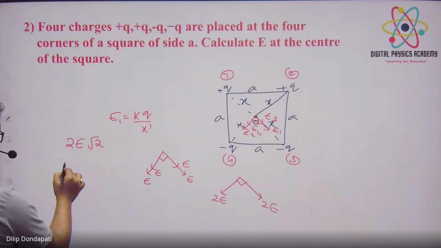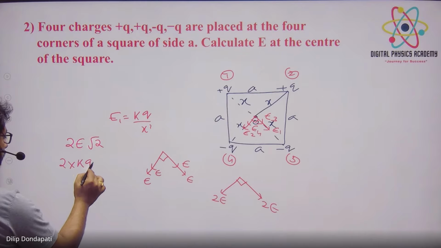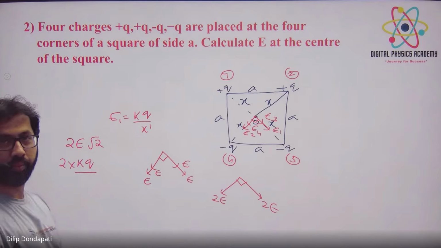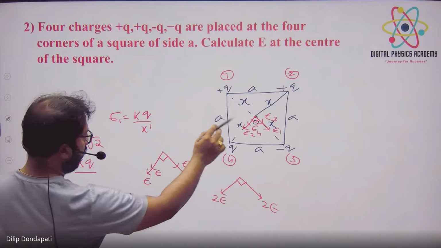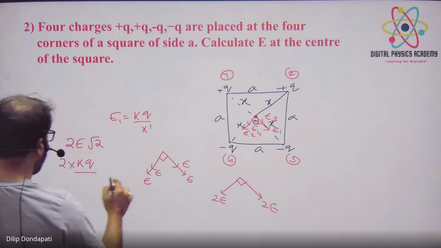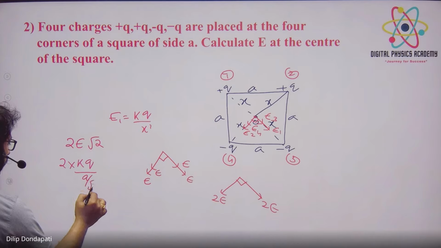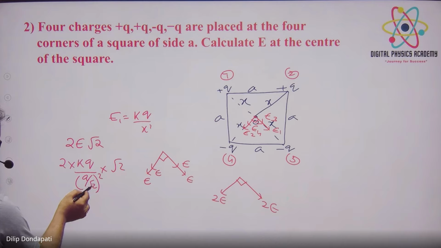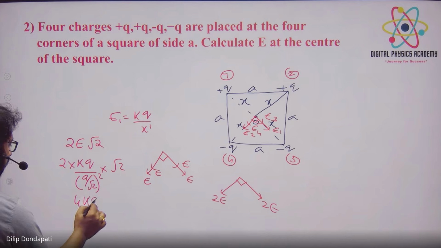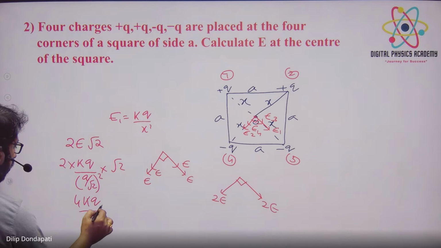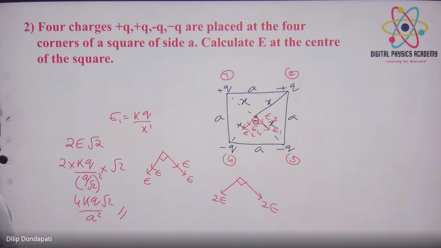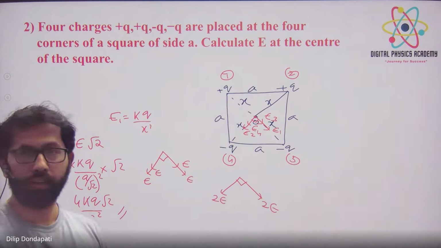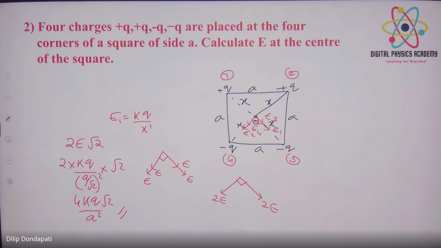Yes, 2E is how much? KQ by x square, right? X is how much? What will be the mistake here? Yes, x is how much? A by root 2. Yes, A by root 2. A by root 2 whole square into root 2. So how much will it be? Root 2 whole square is 2. 2 2s are 4. 4 KQ by A square root 2. Understood? Good, Satvik.